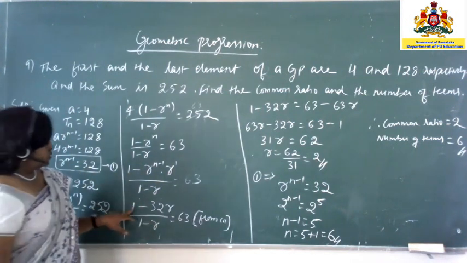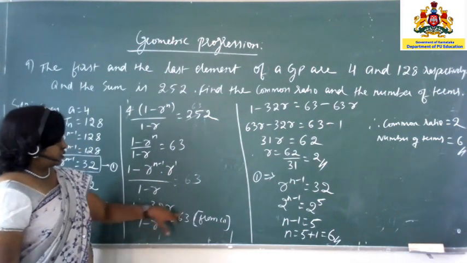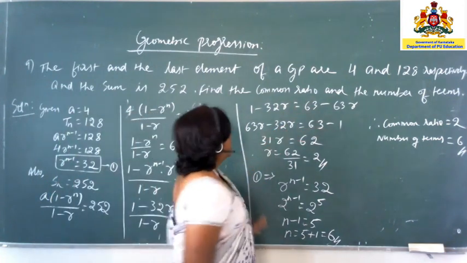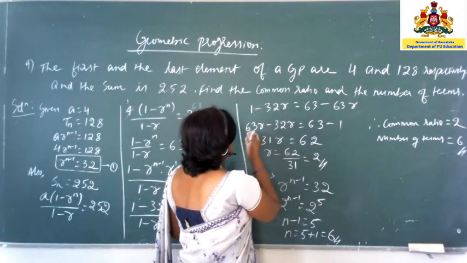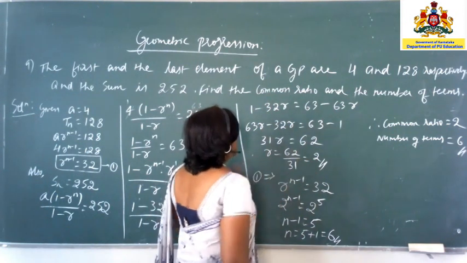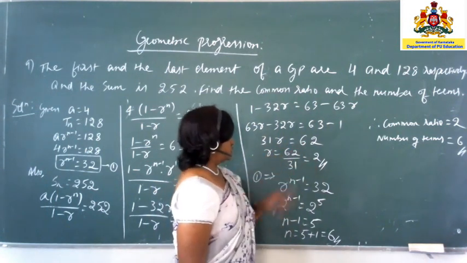Substitute that. 1 minus 32r by 1 minus r is equal to 63. And cross multiply this: 63 minus 63r. Then bring this minus 63r to LHS. So it becomes 63r minus 32r is equal to 63 minus 1. So 31r is equal to 62. R is equal to 62 by 31, that is equal to 2.